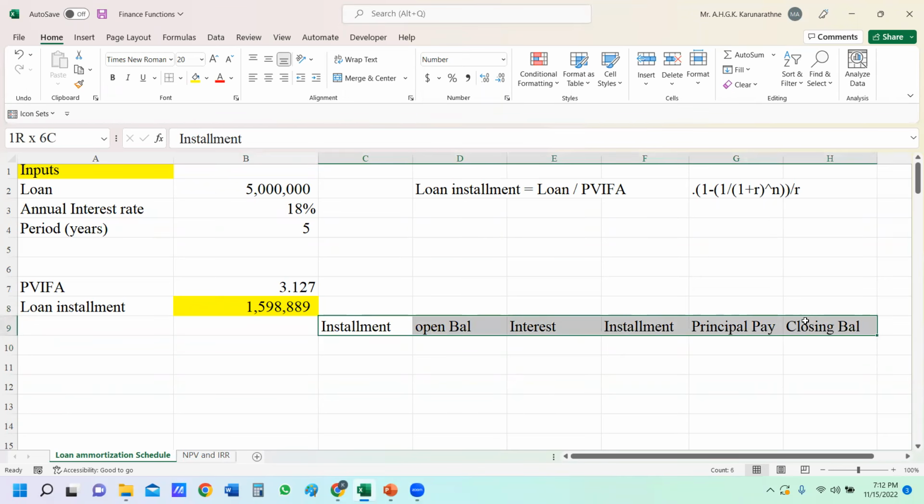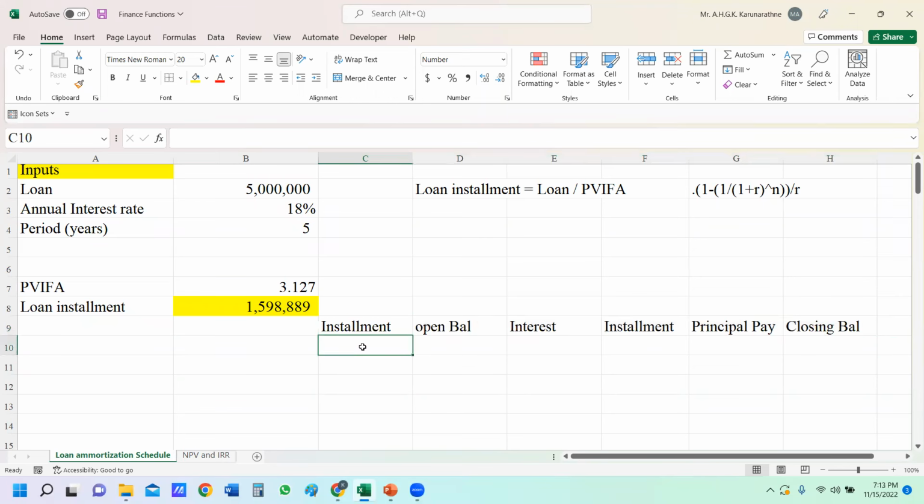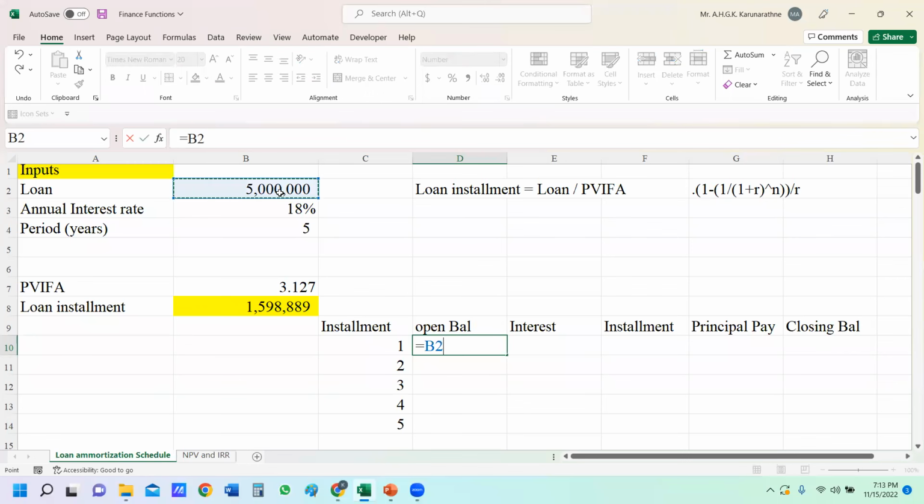Usually these are the headings for a loan amortization schedule. In the first column we can put the installment number: installment number 1, number 2, number 3. It may be a monthly installment or an annual loan installment. In this case, we assume the loan is paid on an annual basis. Since we have 5 years, we can go up to 5 loan installments. At the end of the last installment, our loan balance should be 0. First we need to put the opening loan balance.